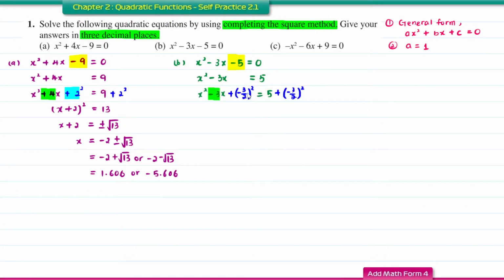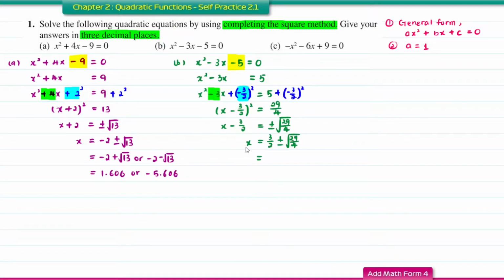Next, you can start to factorize this part on the left hand side. So it will be x. Now here you have negative 3 over 2. Just copy this down and put a square. Therefore, you already factorized it. For this part, if you solve it, you have 29 over 4. Next, move this square to the other side. It will be plus minus square root of 29 over 4. So x is equal to 3 over 2 plus minus square root of 29 over 4.